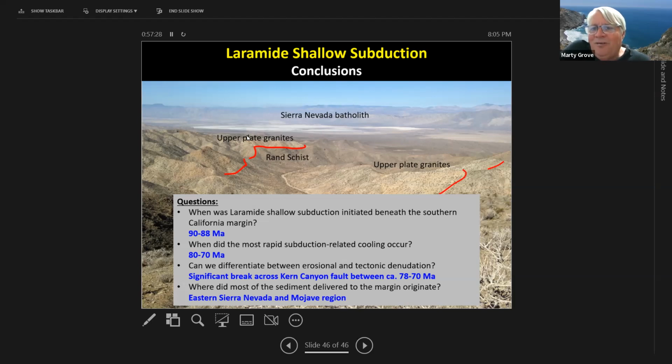And finally, most of the sediment, or a large portion of it, is derived from the eastern part of the Sierra Nevada batholith in the Mojave region. And so the western part of the batholith, which was represented by, say, the Point of Rocks results that I showed you in the Eocene, isn't really manifested to any extent in the sediments that are clearly showing the Laramide cooling. And so I'd be happy to take questions at this point.